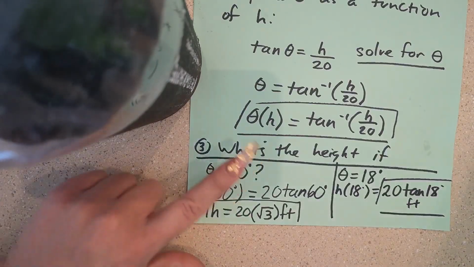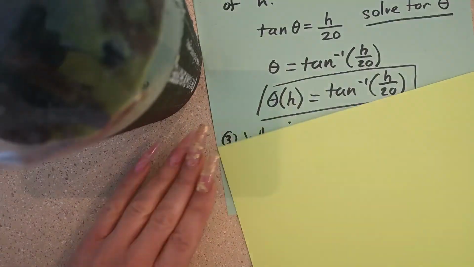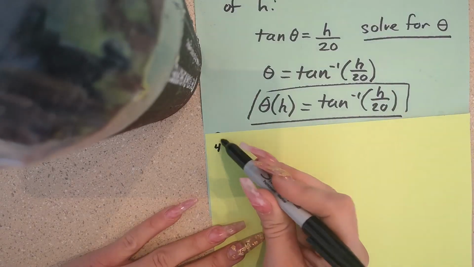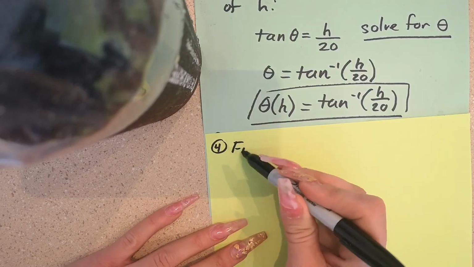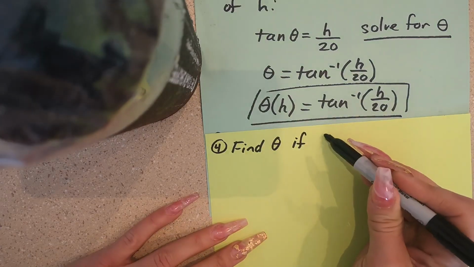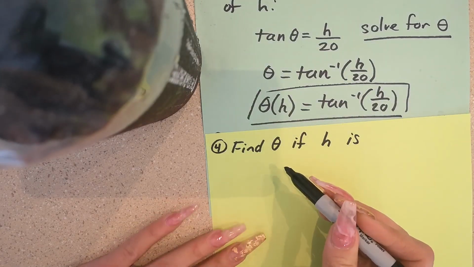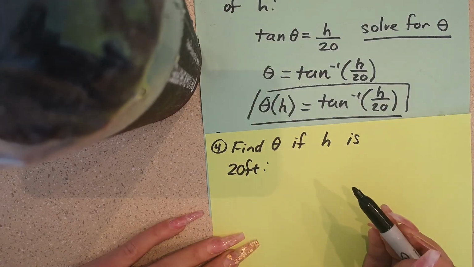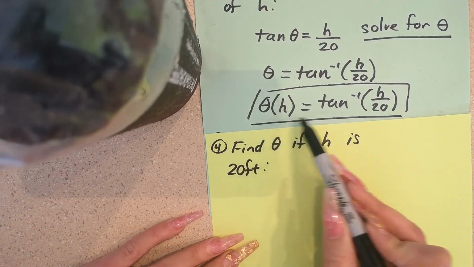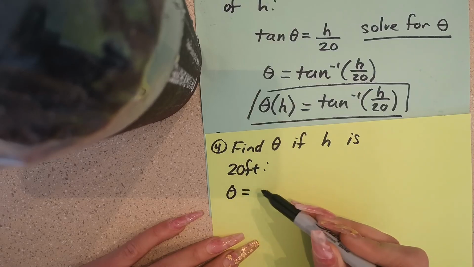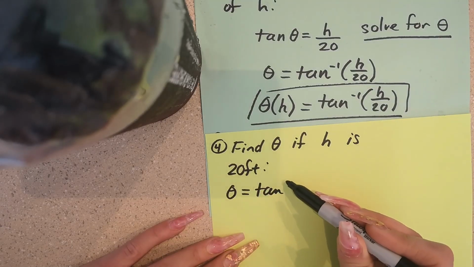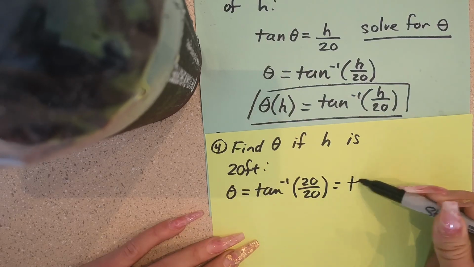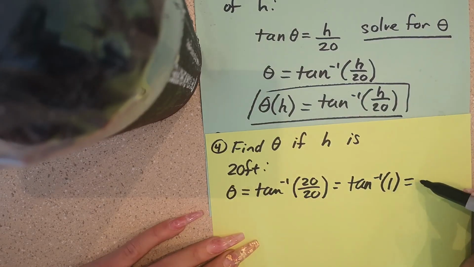So should I show you one other thing? How would I use this guy here, the theta function? So I guess for a part 4, what if I said, find the angle of elevation theta if h is say 20 feet. Okay, so now I'm going to use this guy. This is theta as a function of h. So theta would be inverse tan of what, 20 over 20? So inverse tan of 1. That's an easy one, 45 degrees.